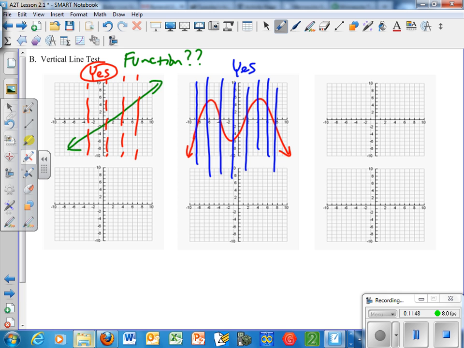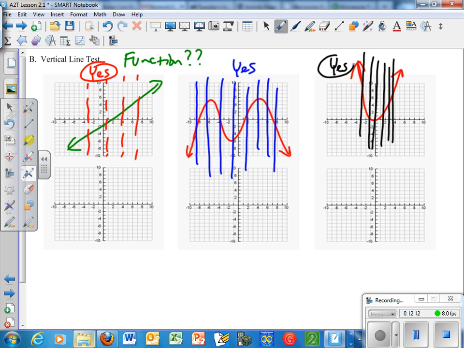Well, let's look at this one. Let's look at a parabola. It goes like this, goes like this. If I drew vertical lines anywhere there, every vertical line, because that parabola keeps going out as you go to the left and to the right, that one would be a function. So all 3 of these that I've done so far passed the vertical line test and are functions.